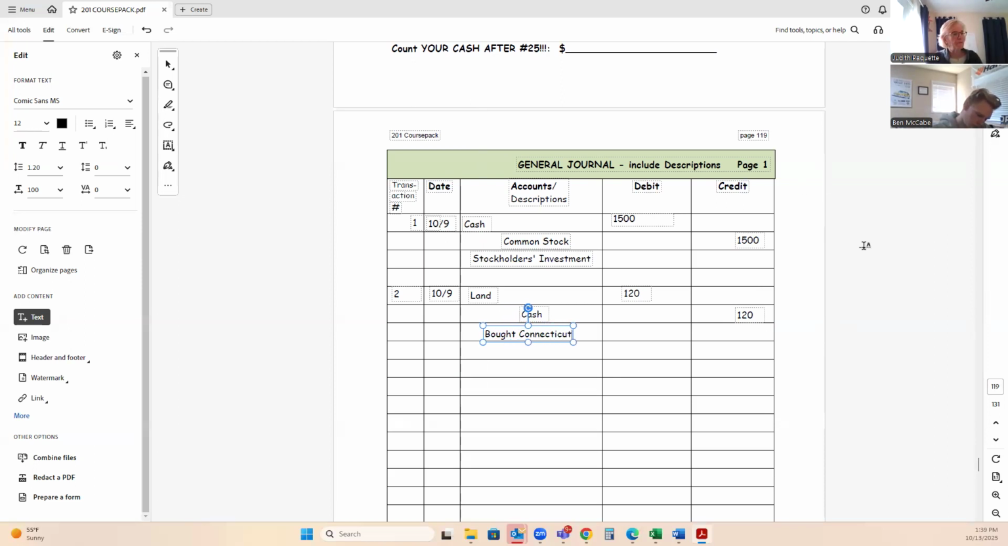That's fine. Okay. So land is an asset. We increase land with a debit. Cash is also an asset, but we didn't increase it, we decreased it. So that's why cash got credited here. Okay. So let's do one more. What's your third transaction?